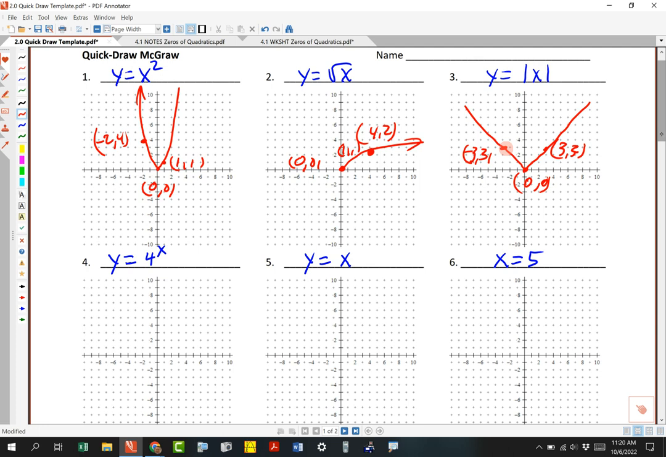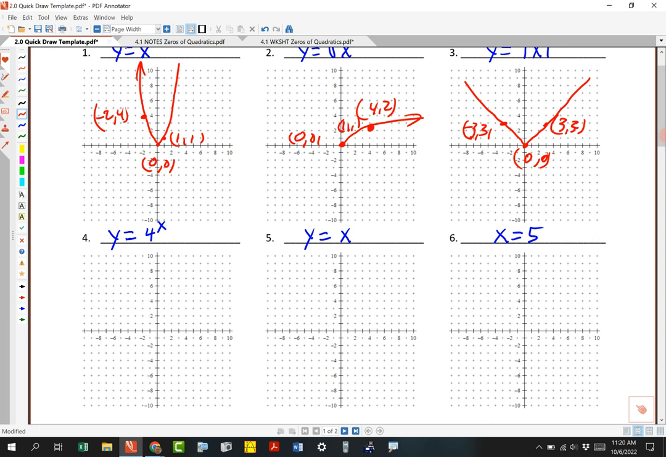This one probably is the tough one. We haven't done this one in a while. It might help to make a little XY table. Remember, it always goes through -1, 0, and 1. Any number to the 0 power is 1. A negative in the exponent means reciprocal, so this would be 1/4, and a 1 in the exponent means it's whatever the base is. So this is a 4. So 0, 1, 1, 4, and then -1, 1/4.